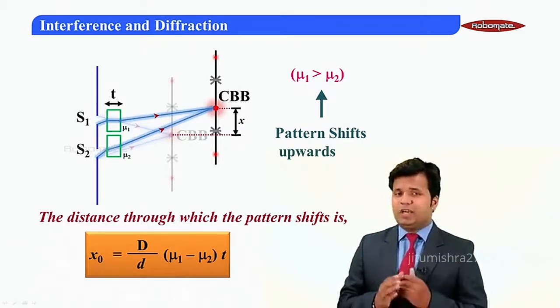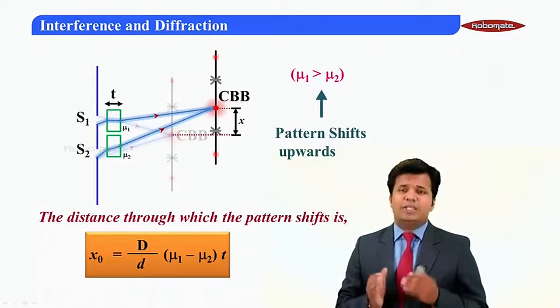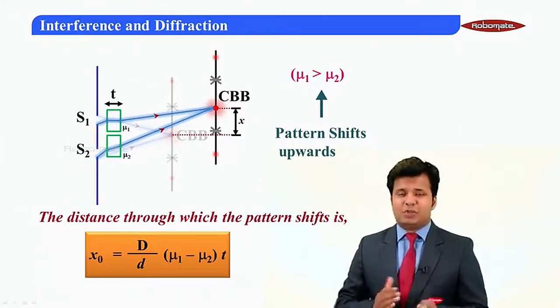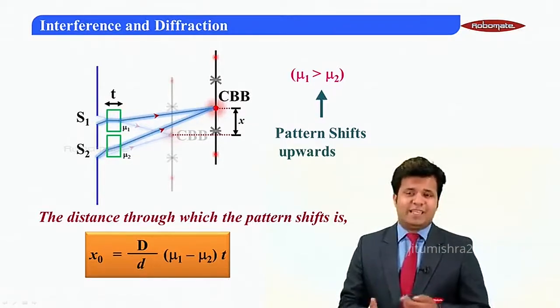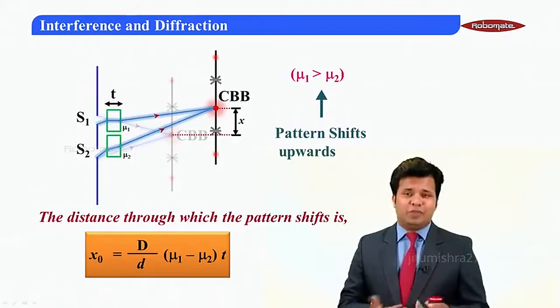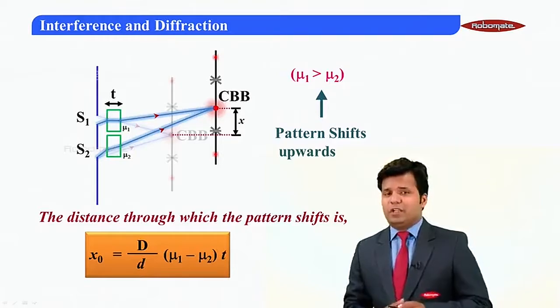And how should be the approach of a numerical? You should always equate this x naught with x, because x and x naught would always be the same. So your first condition would be equating x and x naught, and you would be getting the values of the desired unknowns. So let's see the first question for this particular concept.